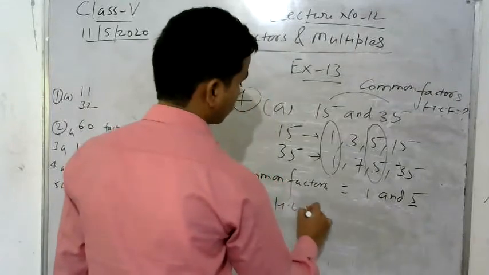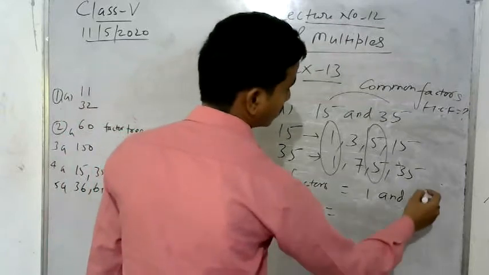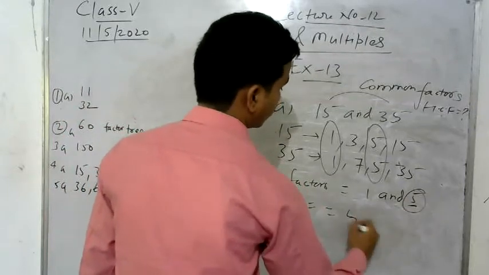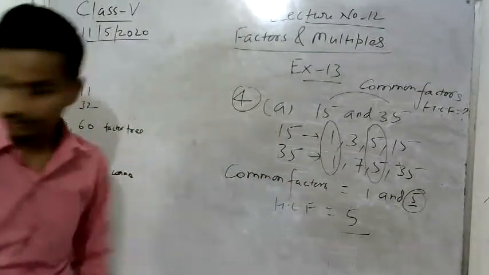So out of these two common factors, which is highest? So we have to find the HCF. HCF means highest common factor. So 5 is highest. So 5 will be the HCF of this. Okay, in this way you will solve question number 4.